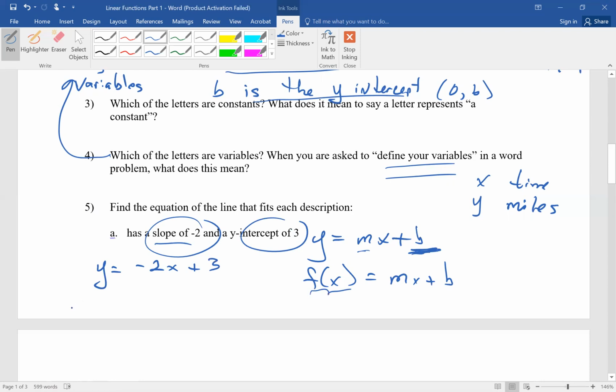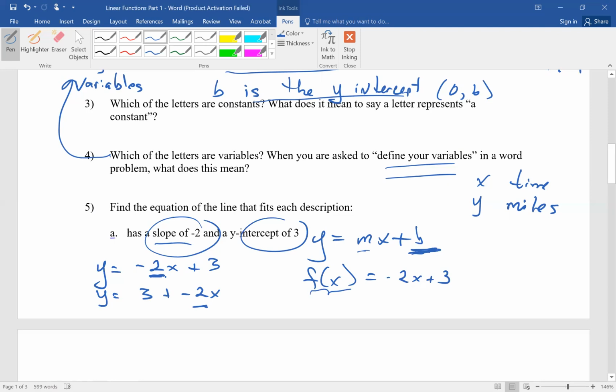Now, you could write this a variety of ways. I don't know if my eraser is going to work quite right here. But you could, with the correct notation, put -2x plus 3. Or you could write it 3 plus a -2x as well. Whatever value is touching the x is always the slope, okay?